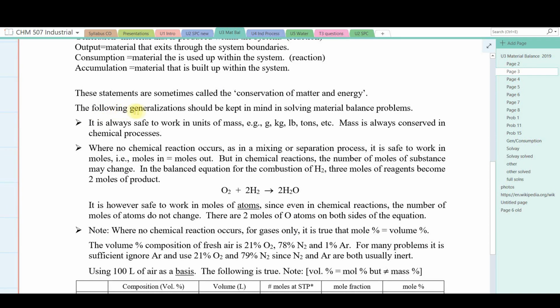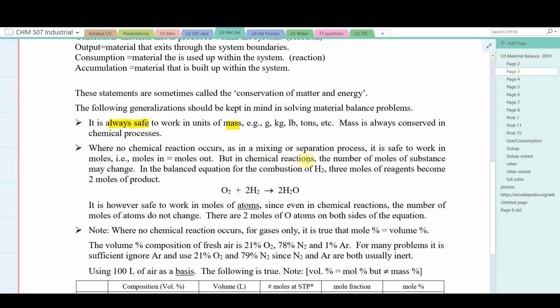The following generalization should be kept in mind in solving material balance problems, and this is what you really should hear. It is always safe to work in units of mass: grams, kilograms, pounds, tons. Mass is always conserved in chemical processes. Furthermore, when no chemical reactions occur, such as in mixing problems or separation problems like distillation, it's safe to work in moles. Moles in equals moles out.